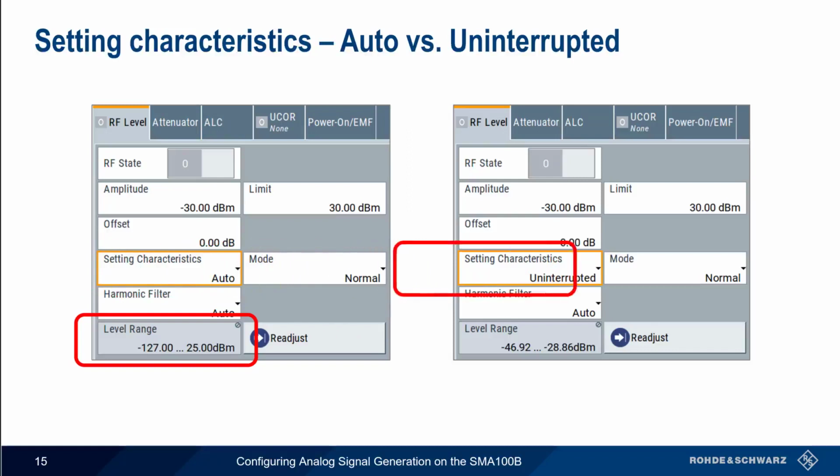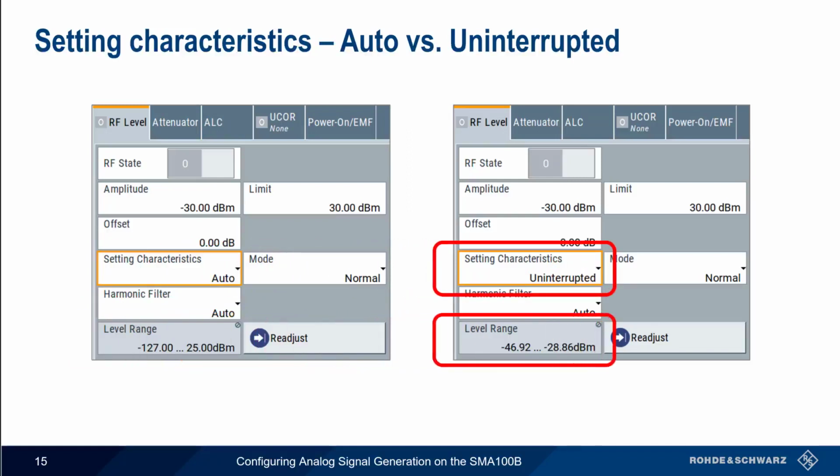Uninterrupted mode, on the other hand, avoids this level blanking, but the level range is reduced. Here, our level range now drops to only about 18 dB. Note that even if we stay within this range in uninterrupted mode, blanking can still occur if our frequency changes.